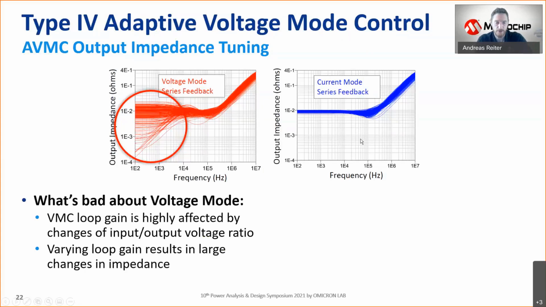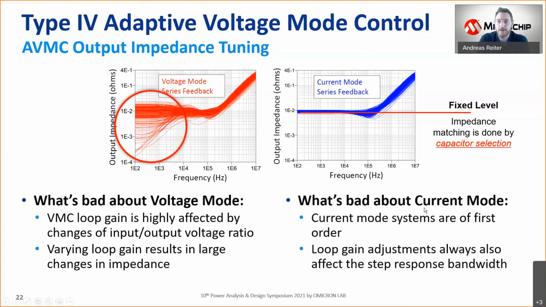So if you're going from high line to low line, you might see some variations of the crossover frequency, but it's very stable. The downside, however, about current mode is that because it's a first order system, the level of output impedance you get is what it is. So you would have to readjust the complete control loop gain, and then it depends what kind of device you're using. So if this is an integrated device, that's it. So the only way of matching the output impedance to the capacity is actually reworking the capacitors. So you need to change and select the right hardware component.